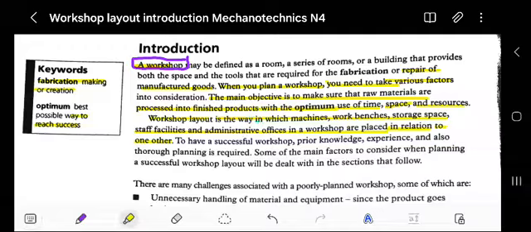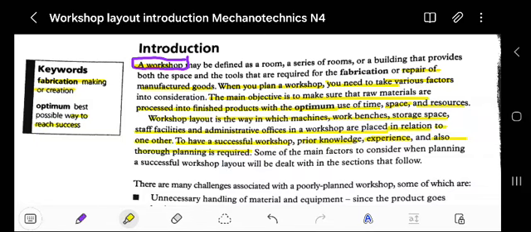To have a successful workshop, prior knowledge, experience, and also thorough planning are required throughout the process, right? Prior knowledge: you must have learned about this. Experience: you did some practicals, you have seen this thing.